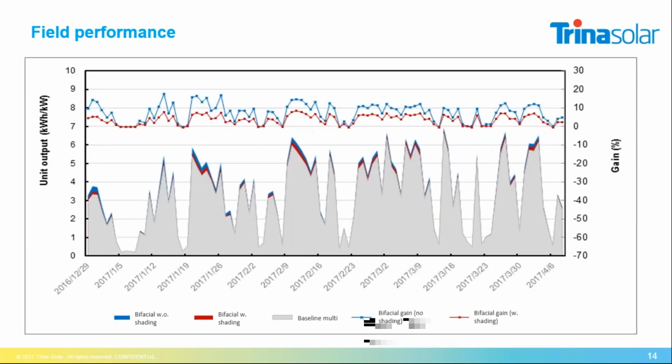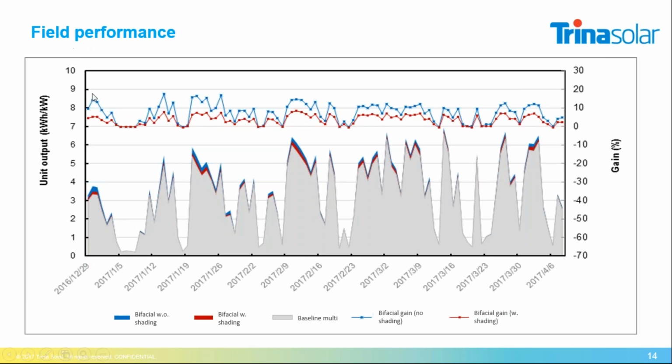The field performance, here we have a graph. The gray one is a standard module. Then we have the red one, a bifacial with shading, so the rails are underneath the modules and they are making a shadow on the backside. And the blue one is a non-shaded bifacial. That means no shading on the backside.